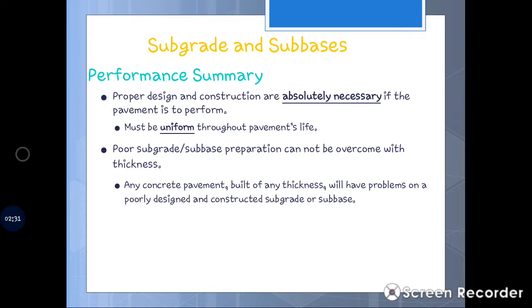So, if we're gonna have a performance summary of subgrade and subbases, proper design and construction are absolutely necessary if the pavement is to perform. It must be uniform throughout the pavement's life, and poor subgrade and subbase preparation cannot be overcome with thickness. Any concrete pavement built of any thickness will have problems on a poorly designed and constructed subgrade or subbase.